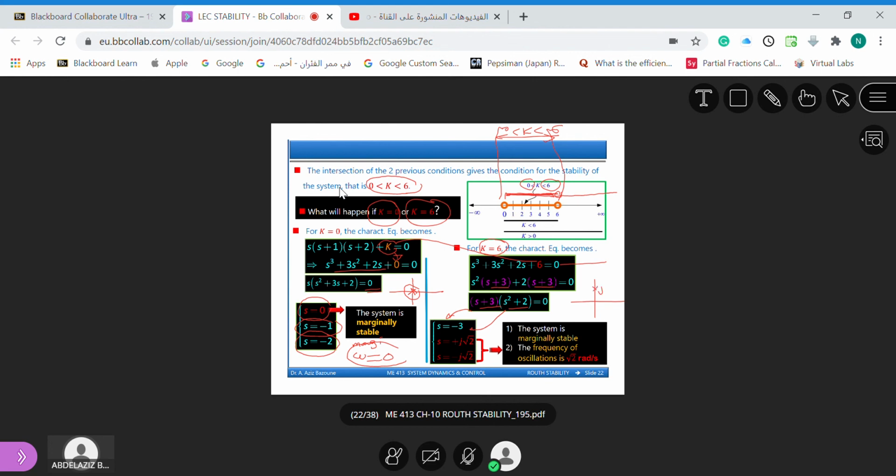So this will give you a marginally stable system, where your poles are located on the imaginary axis, at j and minus j square root of 2. Here the frequency of oscillation will be omega equal to square root of 2 radians per second. At these two values, the system will be marginally stable, and the other pole is located at minus 3, which is stable.